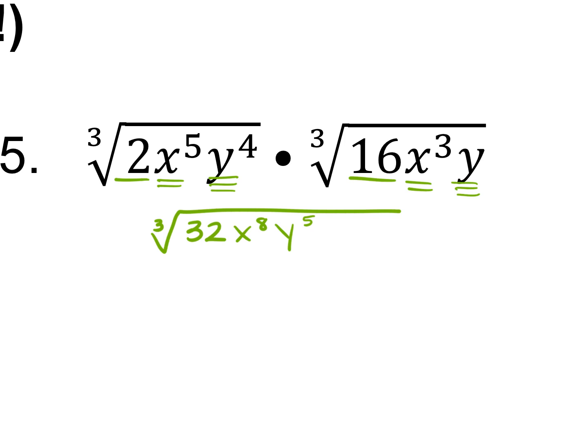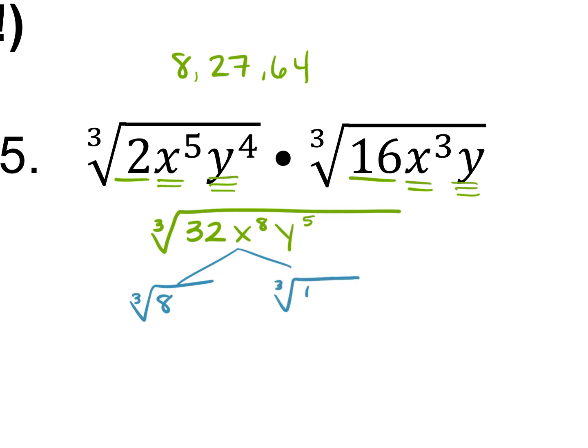Okay. And if you recall the list of the perfect cubes, we did 8, we did 27, and we did 64. The only one of those that 32 is divisible by is going to be 8. So that's going to be 8 times 4. Remember, I always put the perfect on the left side because we're going to simplify that side. We won't be able to simplify the right side at all.